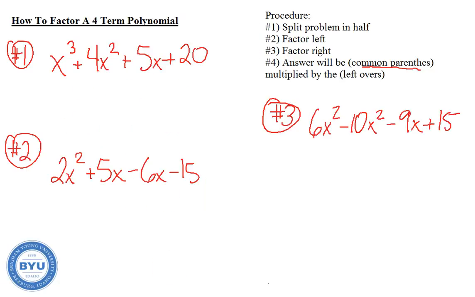Okay, so here are 3 questions for you to try. These are all four-term polynomials. So go ahead and use our 4-step procedure for factoring these polynomials. When you're ready to check your answer, press the unpause button, and we'll see how you did.